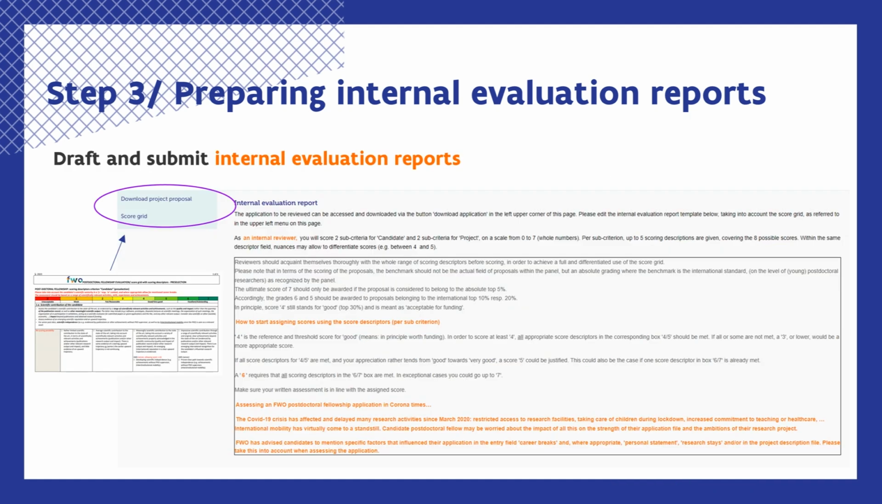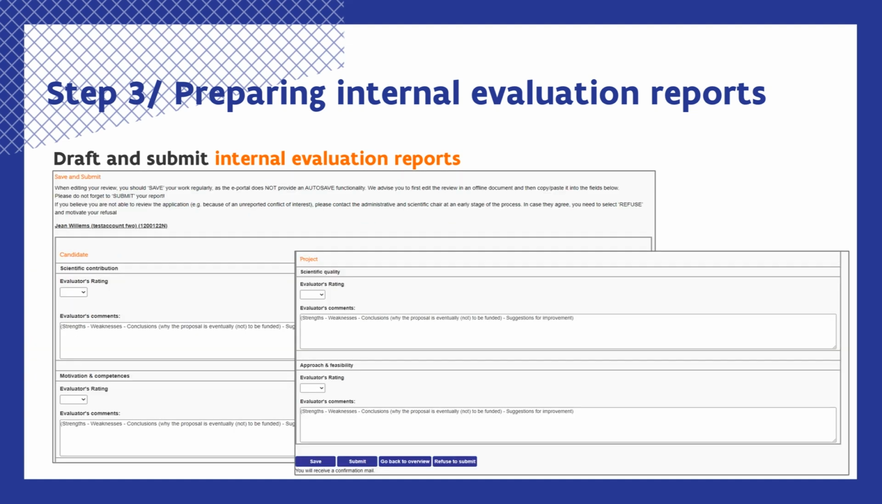Once you click on the pencil icon, a new window will appear, which first summarizes the guidelines for the assessment of the applications. On the left-hand side of this page, you will also find a link to download the full proposal and the score grid that you should use. As you scroll down the page, you will find the evaluation form, which must be used to submit your comments and scores to the FWO.